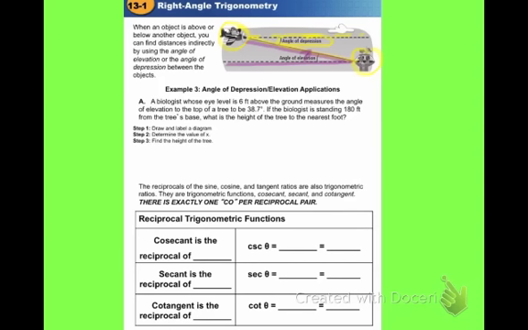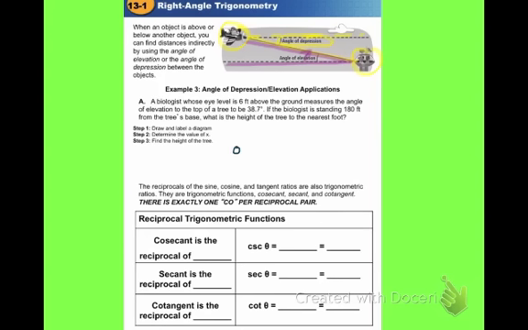So here's another real-life example that is going to involve depression and elevation angles. It says a biologist whose eye level is 6 feet above the ground measures the angle of elevation to the top of a tree to be 38.7 degrees. If the biologist is standing 180 feet from the tree's base, what is the height of the tree to the nearest foot? Okay, so here's what this situation looks like. First thing we want to do is draw a diagram.